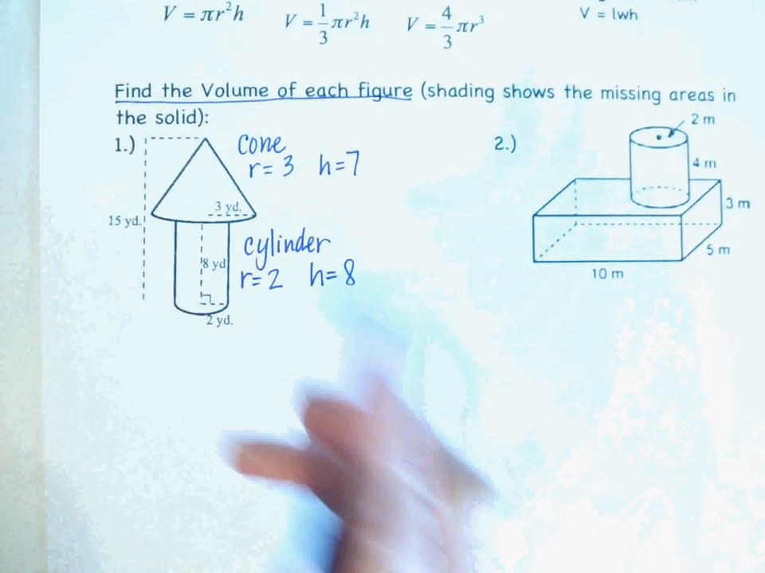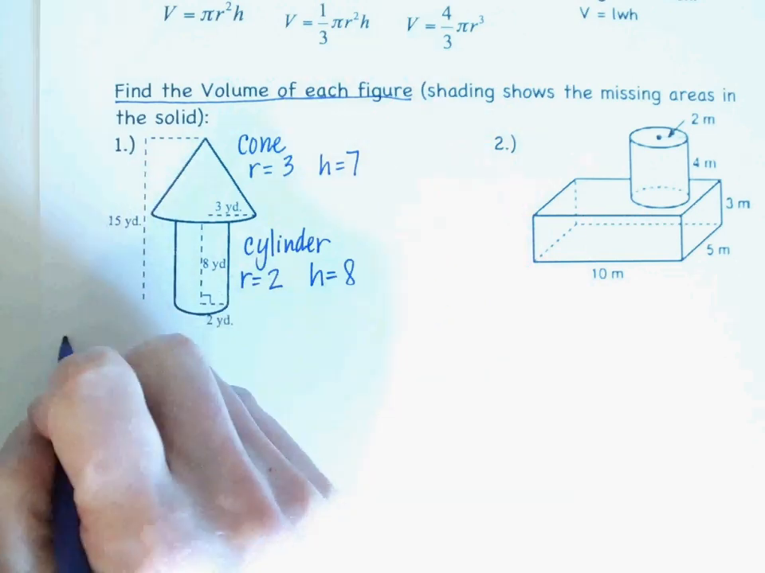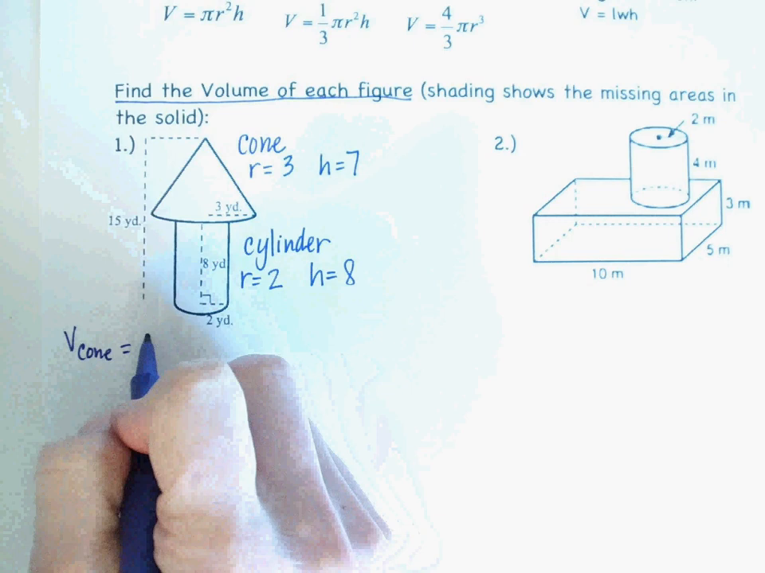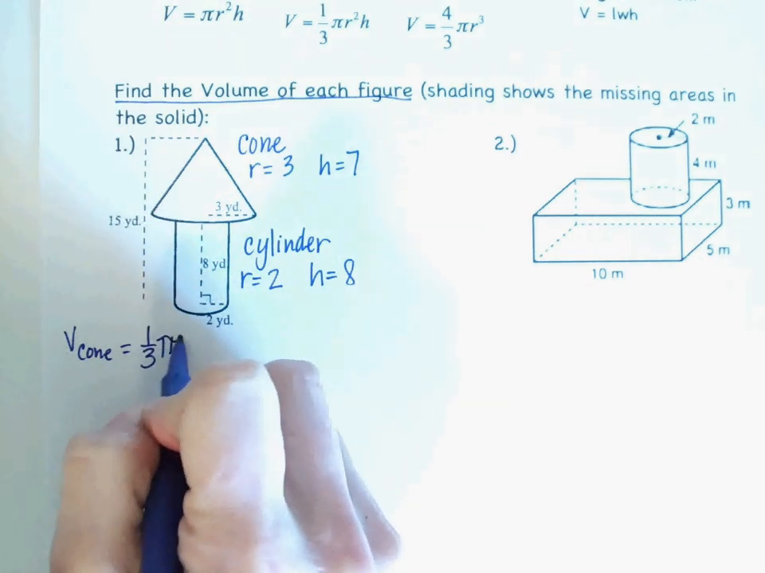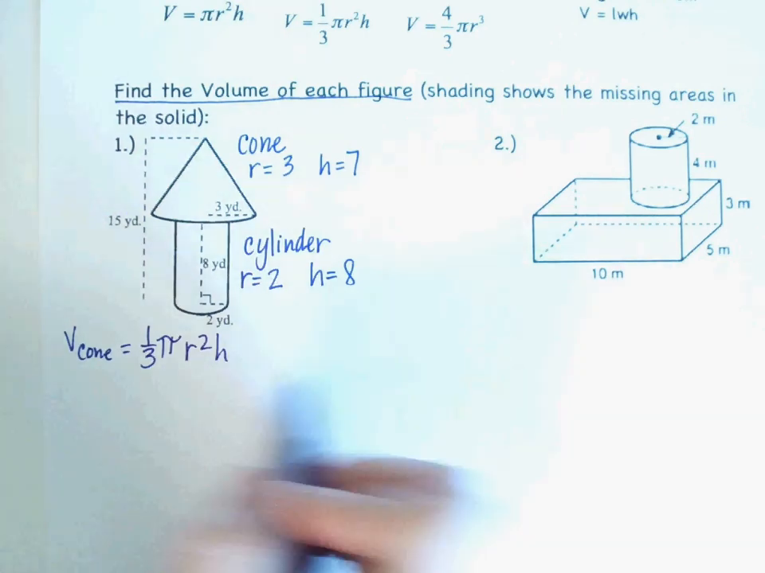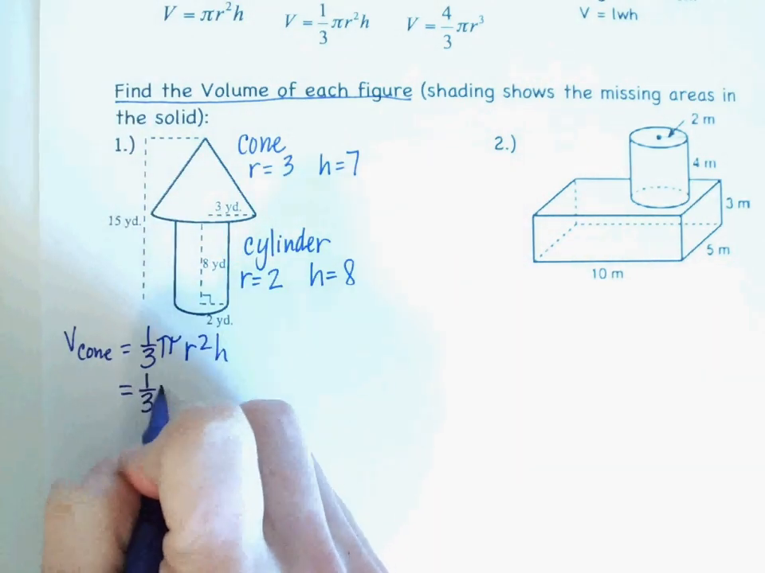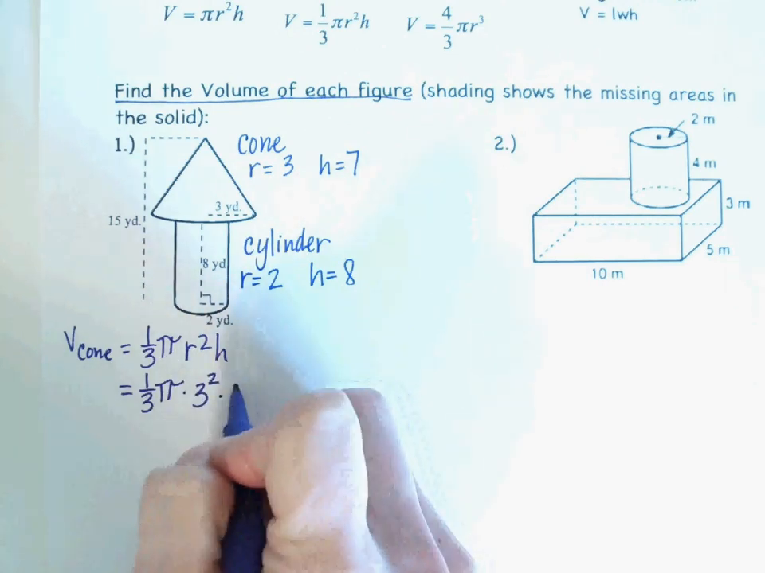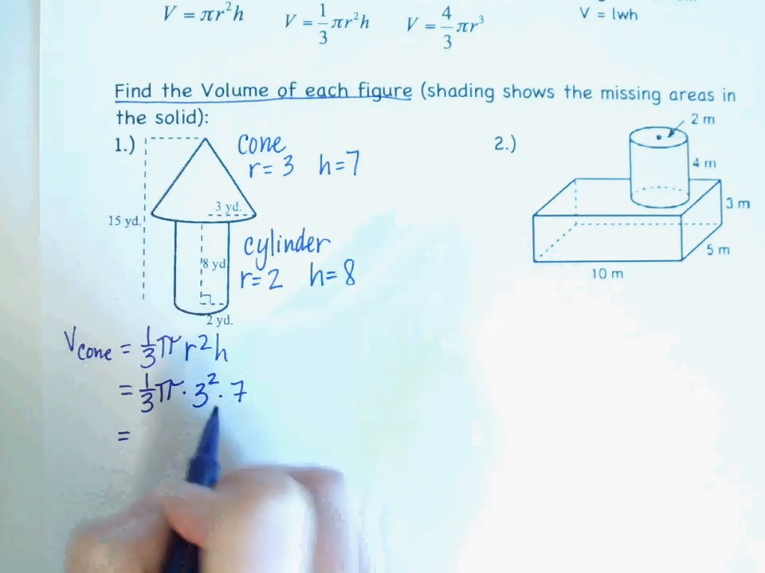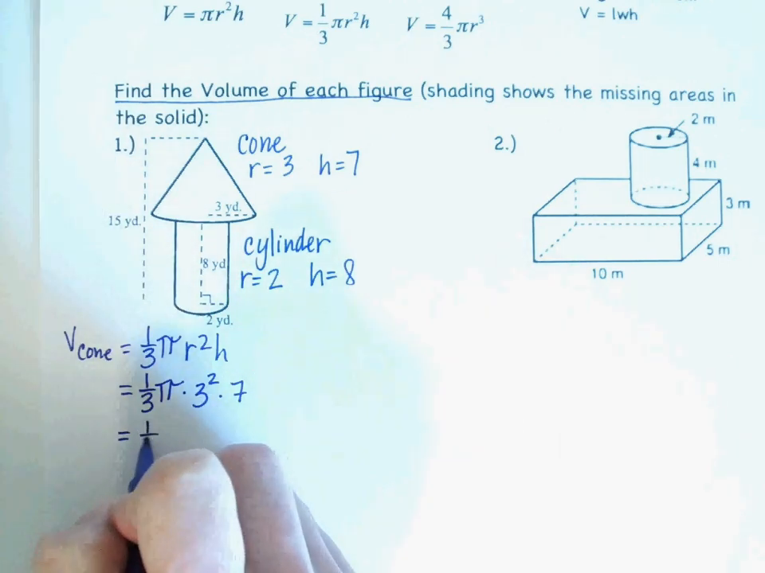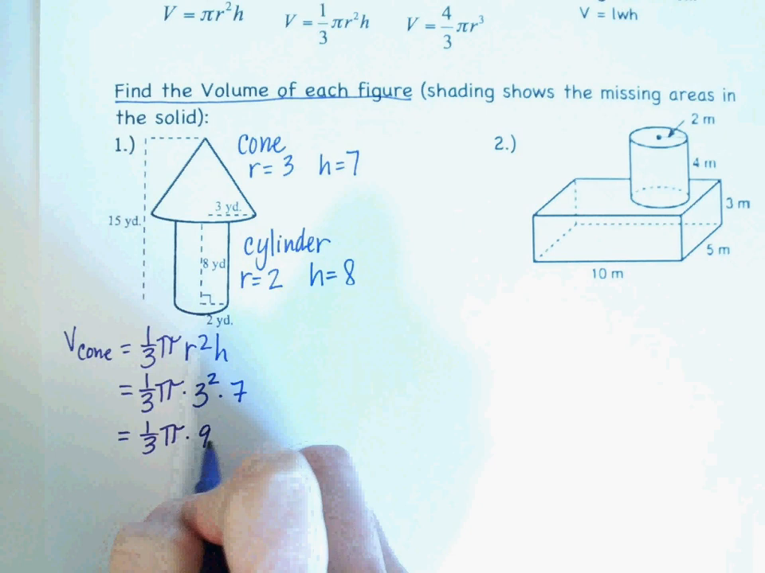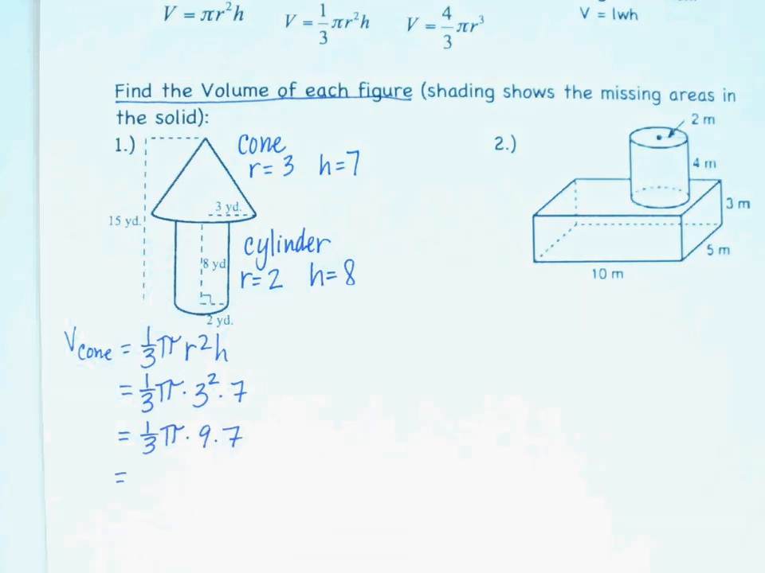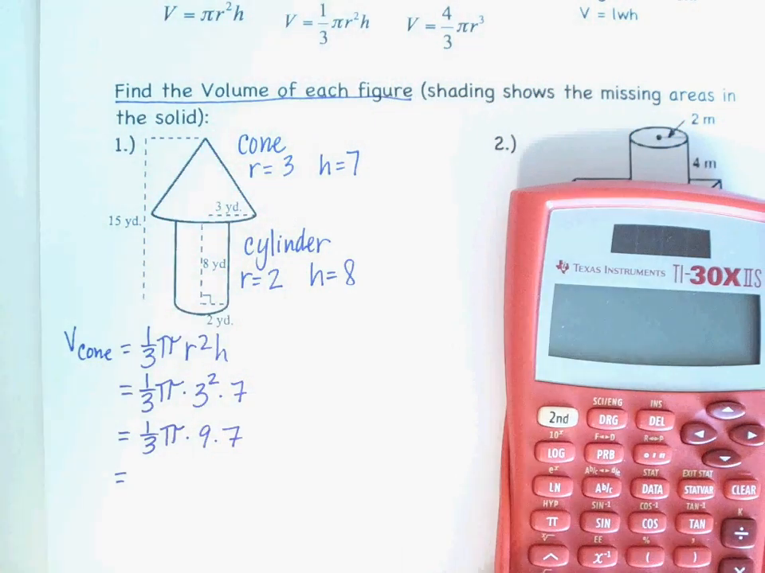So I'm going to start with the volume of the cone. So I'm just going to label this as V cone to tell me it's the volume of the cone. And the formula for that is 1/3 pi r squared h. My next step is making the substitution. So 1/3 times pi. The radius we identified is 3, so 3 squared, and then the height is 7. Again, order of operations tells us to square first, so it's going to be 1/3 pi times 3 squared, which is 9, times 7.